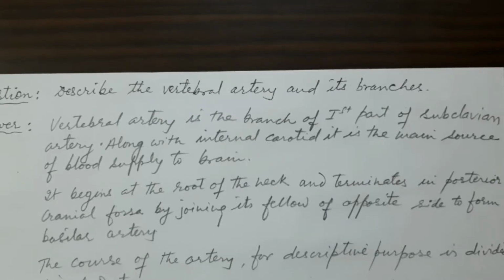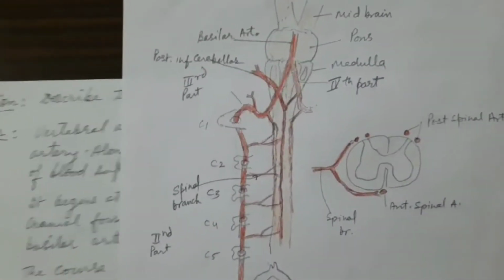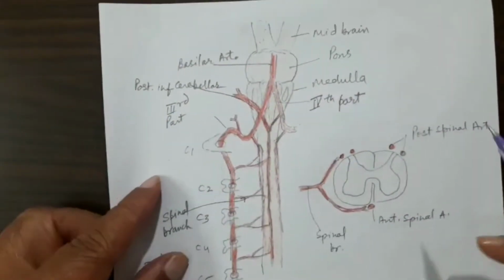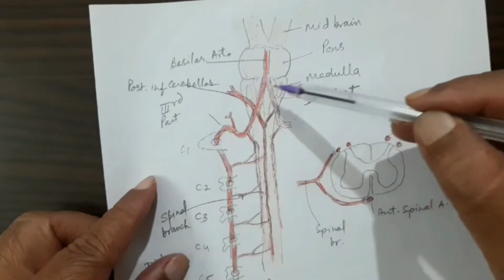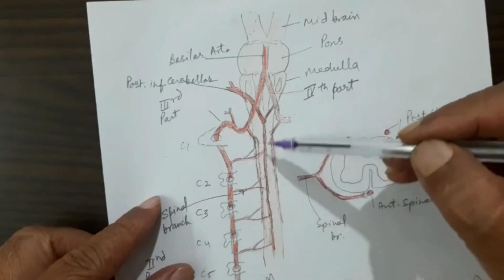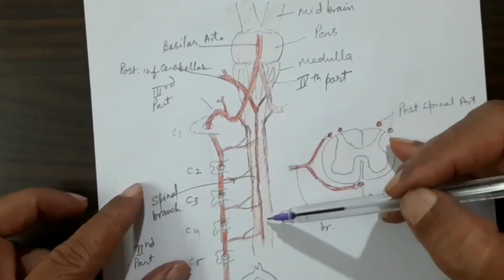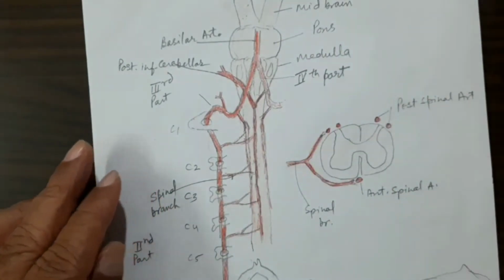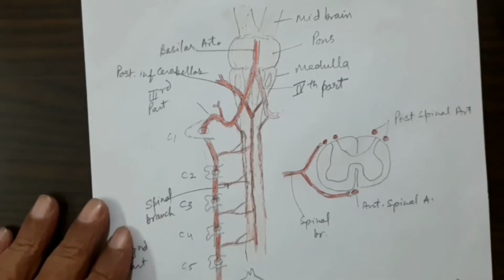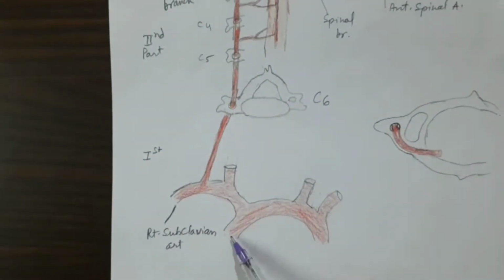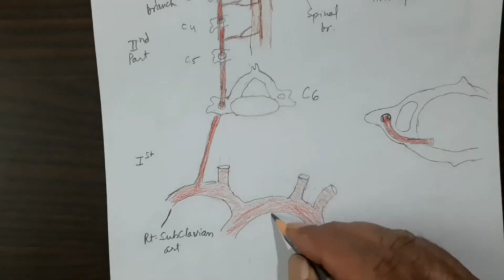Now let us first see this diagram which I have drawn for you, showing the whole extent of the vertebral artery. This is the midbrain, this is the pons, and this is the medulla, and below this medulla this is the cervical part of the spinal cord. So this is the brain stem and then the cervical part of the spinal cord. Let us see the other end of this diagram. Here, this is the arch of aorta. Let me write here, arch of aorta.